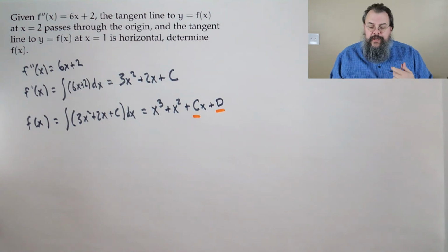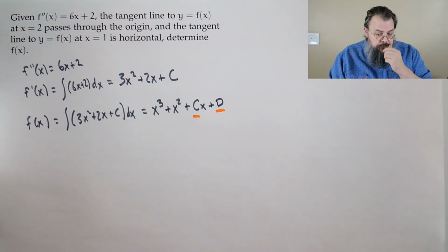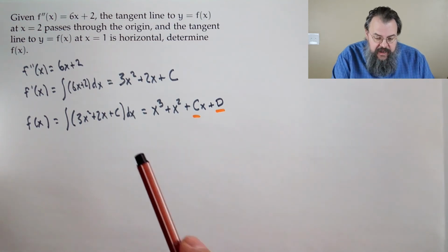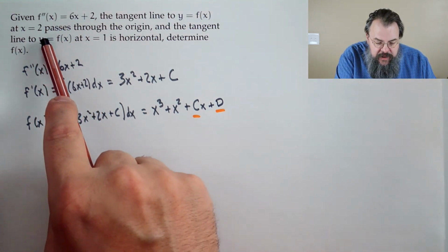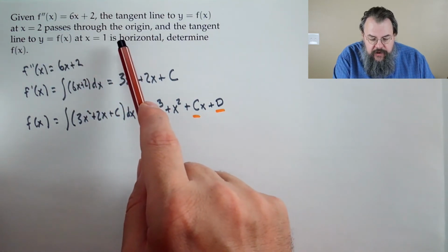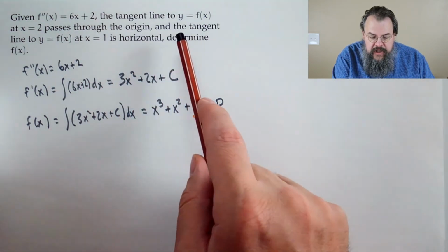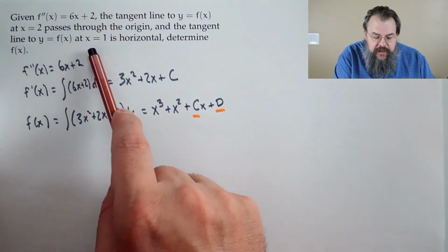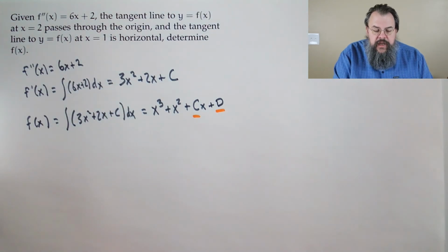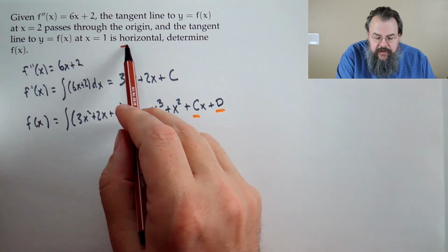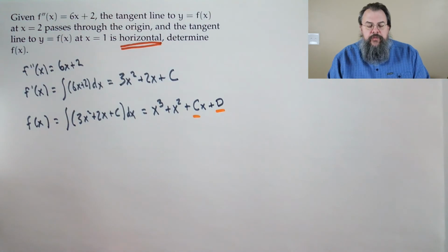So now we start thinking about our information. Okay, so what do we have? At x equals 2, our tangent line goes through the origin. And the tangent line to y equals f of x at x equals 1 is horizontal. Now, let's start with that one. That seems a little bit more interesting.